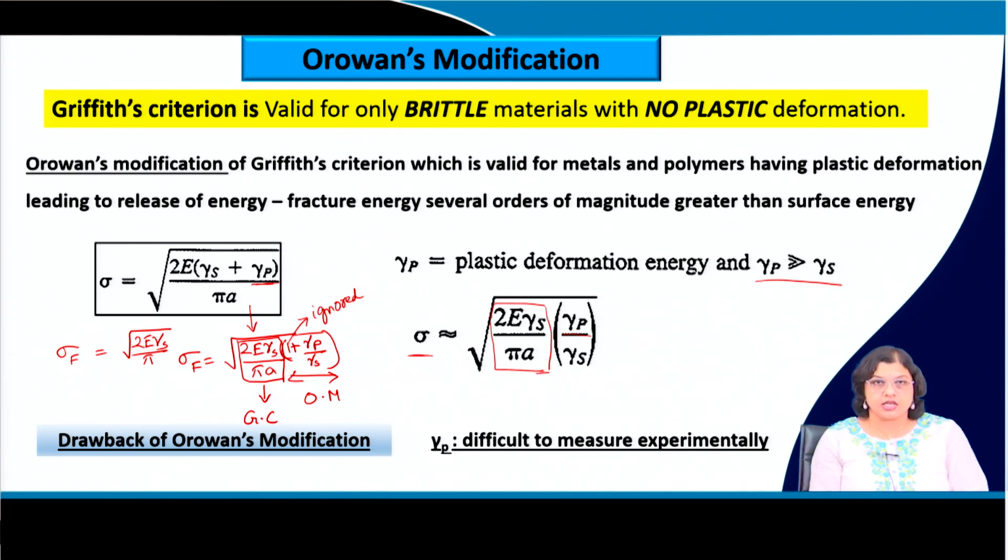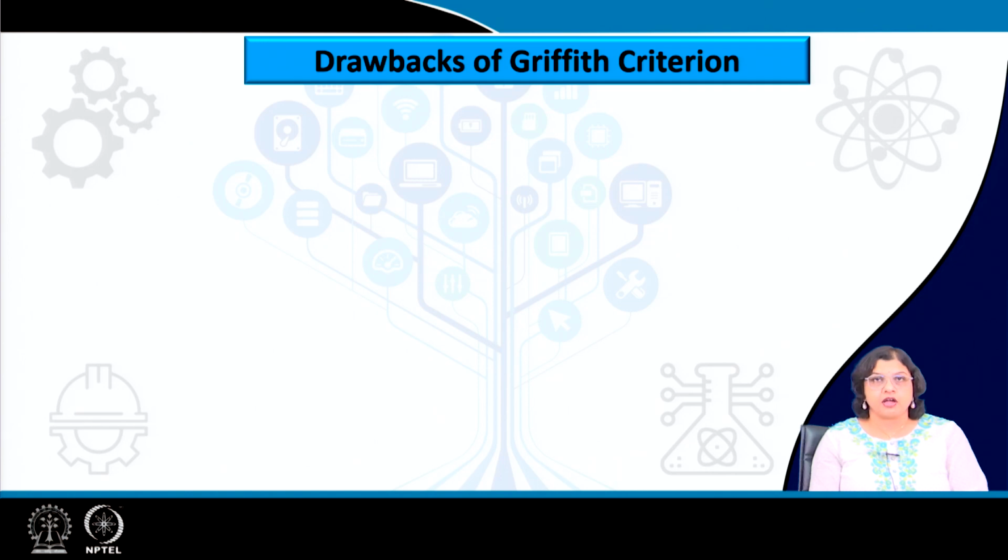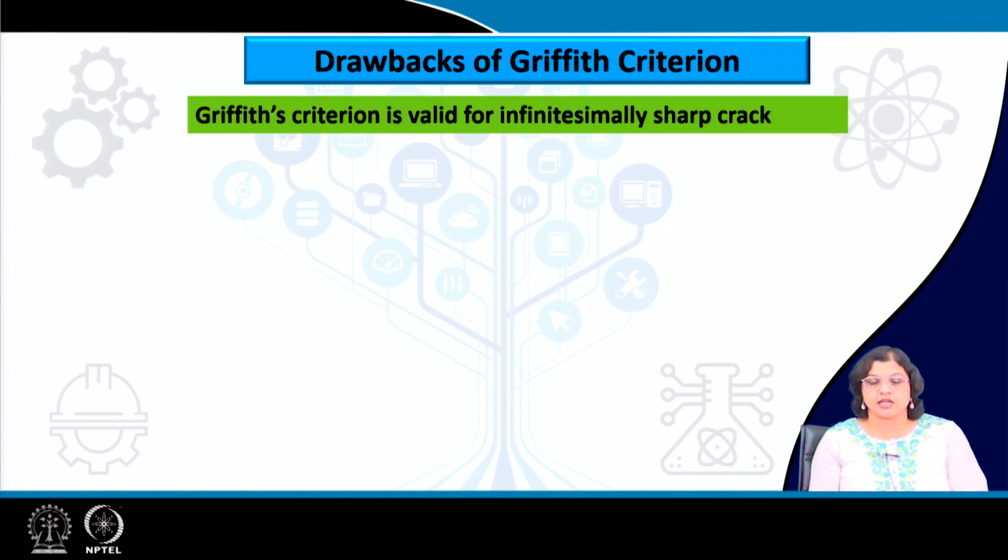Okay, so we will see how this has been further modified, but before that let us focus on the second drawback of the Griffith criterion, which says that it is valid for only a very sharp crack. Sharp is a qualitative term. We need to understand how sharp the crack needs to be so that the Griffith criterion gets valid. For that we have to understand the mechanism by which fracture occurs.